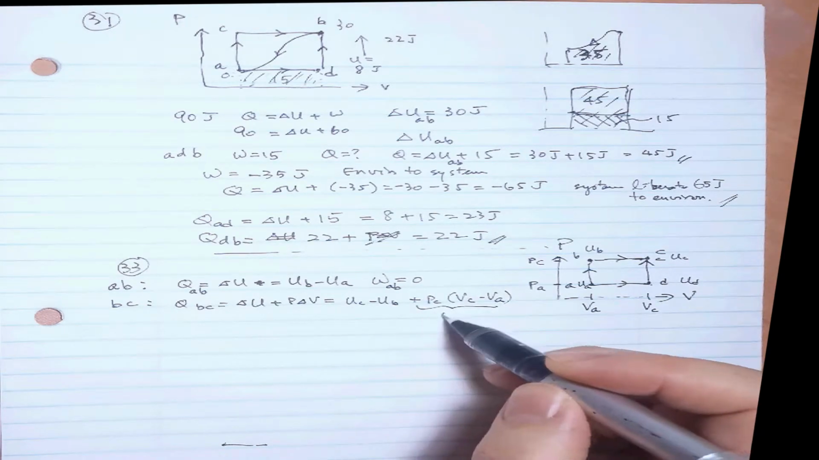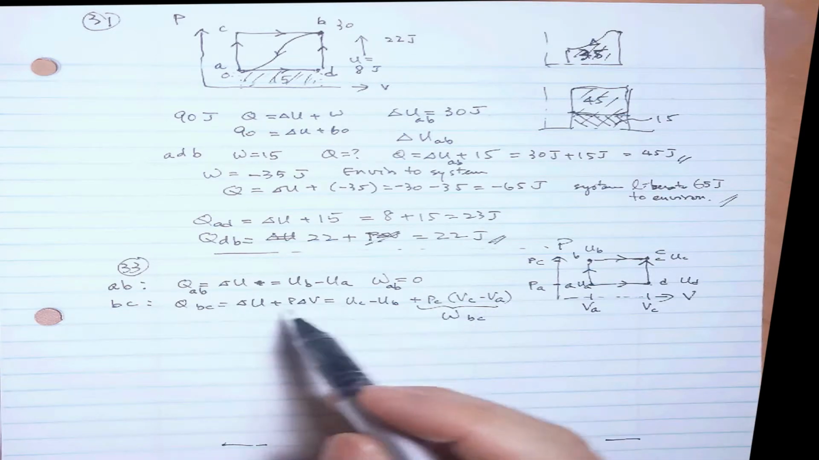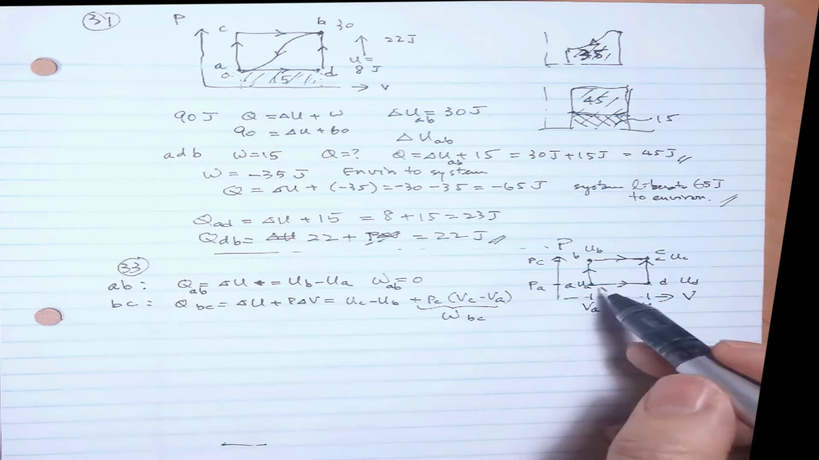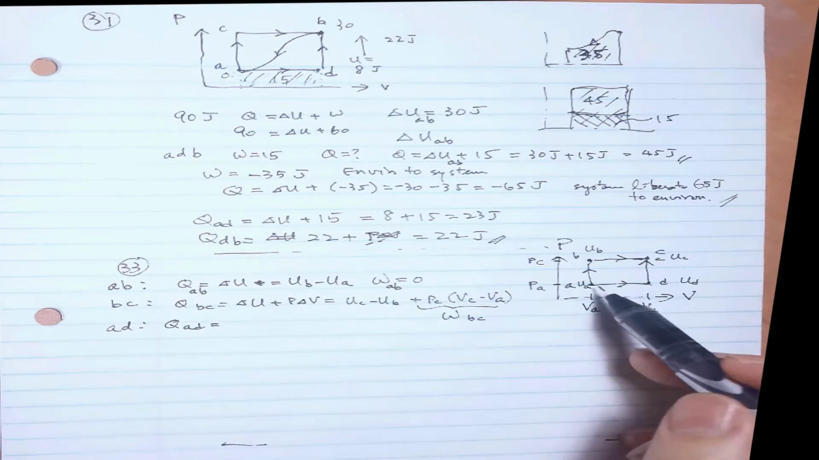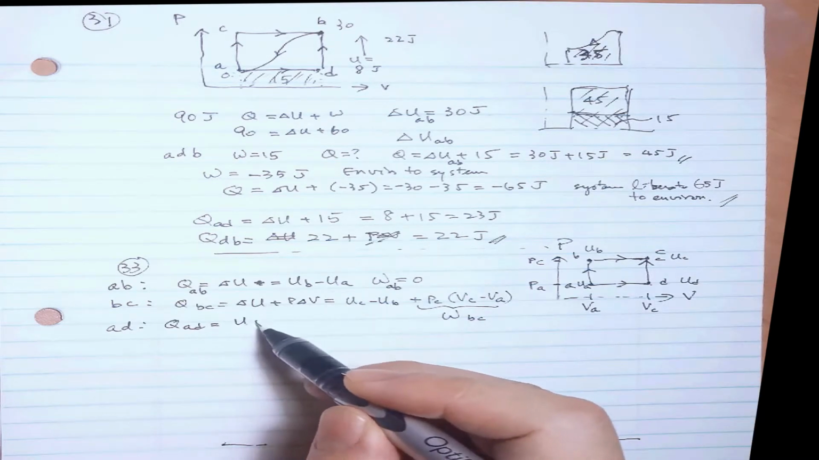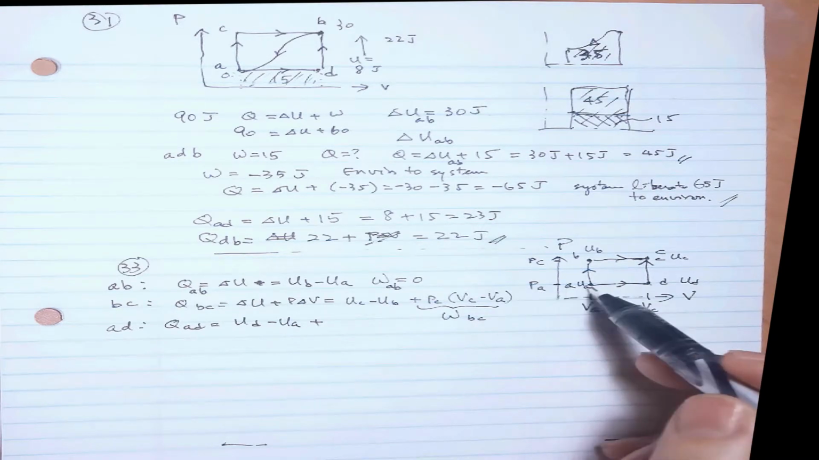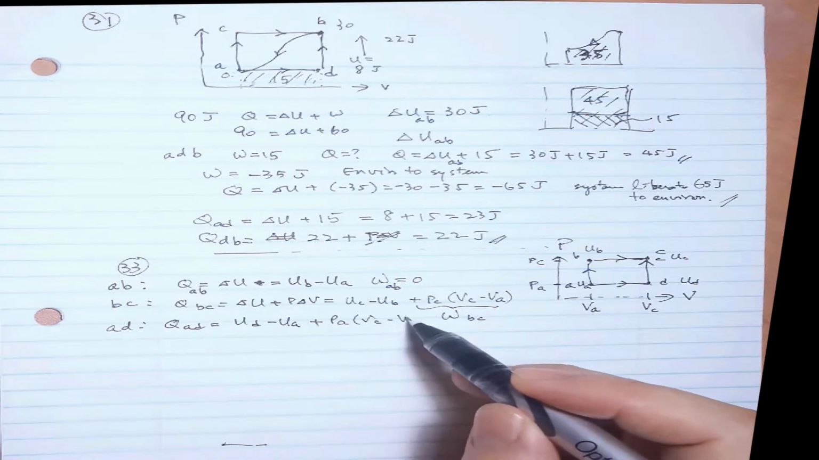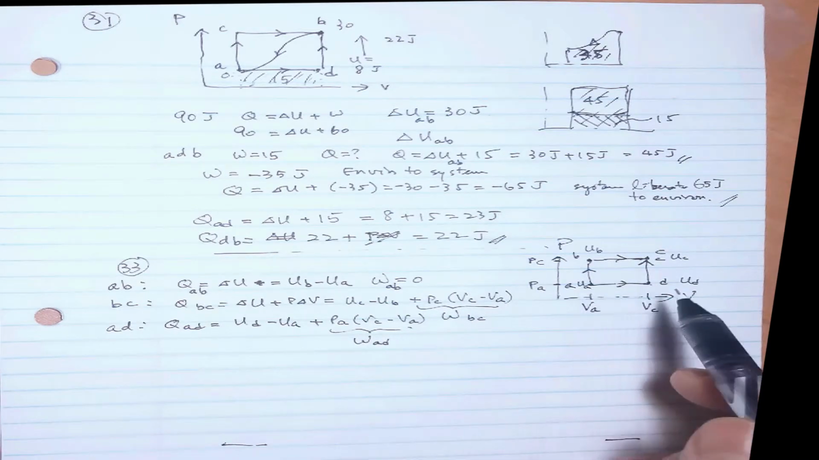And of course, this is the work done, WBC. WBC will just be this part, but QBC will be the whole thing. And then we have from A to D. So for the process AD, QAD is very similar to the previous one. All you have to do is change internal energy, that will be UD minus UA, and then plus the work done, which will be PA times the change of volume, PA times (VC minus VA), and this part is WAD, the work done from A to D.